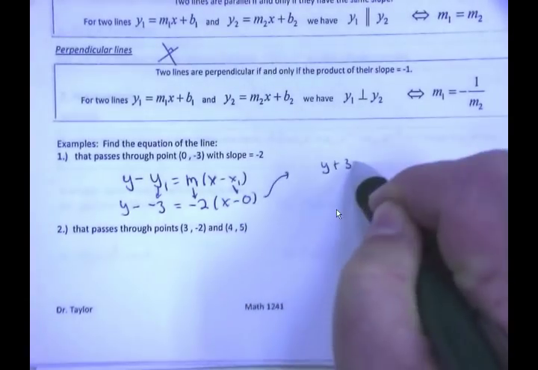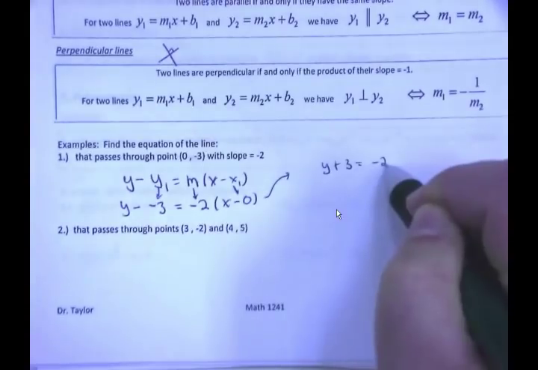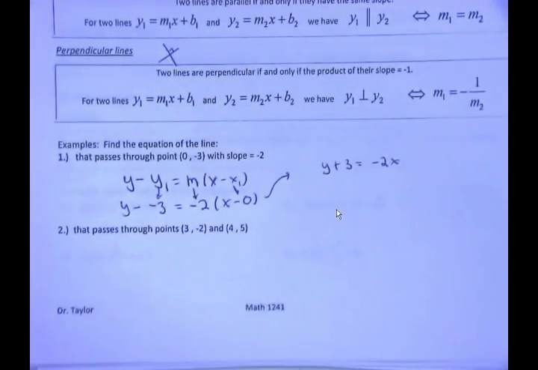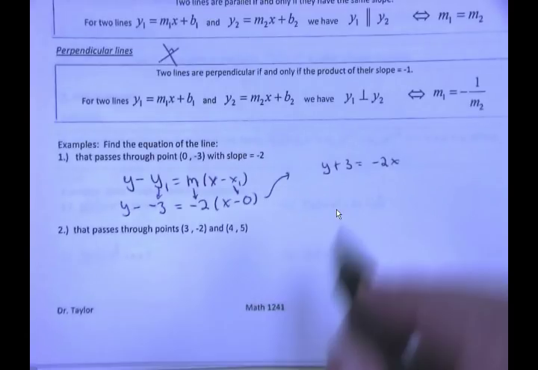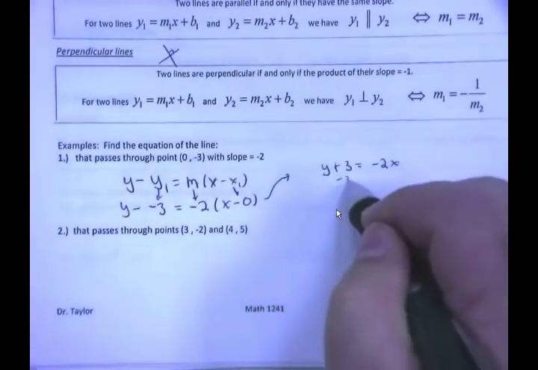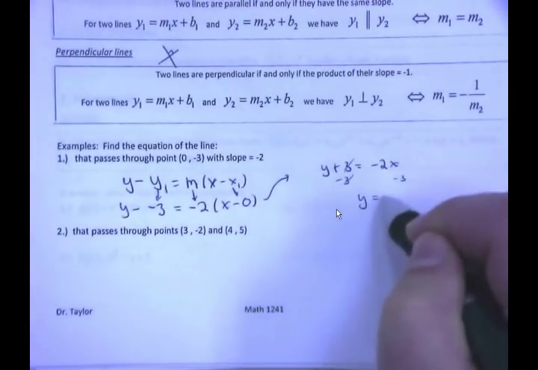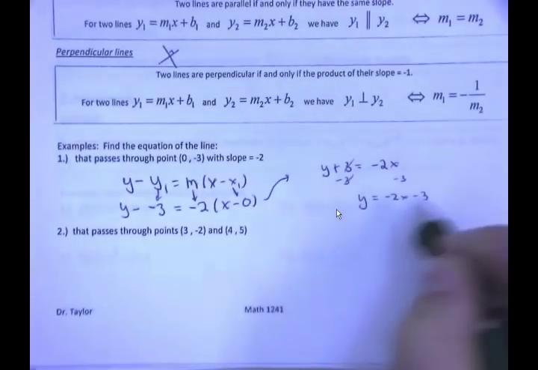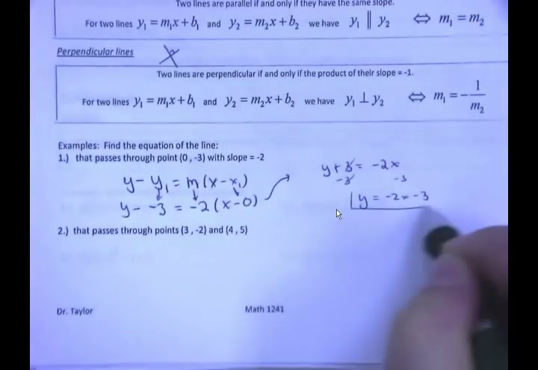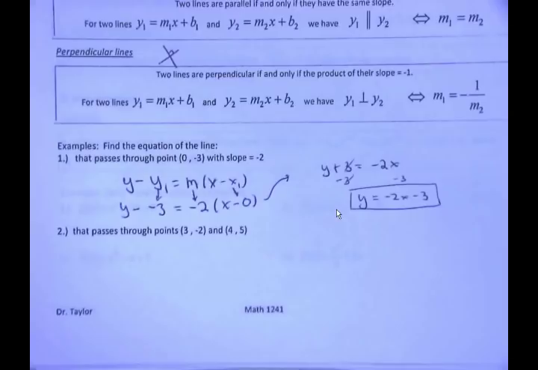So I got y plus 3 equals negative 2x. And then traditionally, I'll be the first to admit, the nicest form to put equations in is slope-intercept form. So if I put it in slope-intercept form, I would solve for y, subtract 3 from both sides. My answer is y equals negative 2x minus 3. There you go. Does that make sense? Look at the next one.